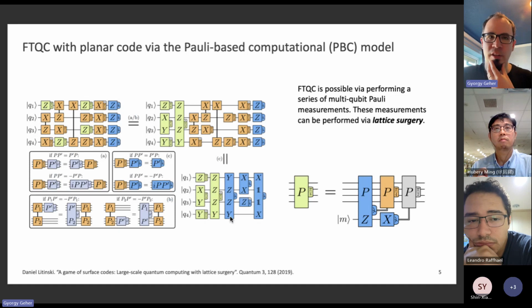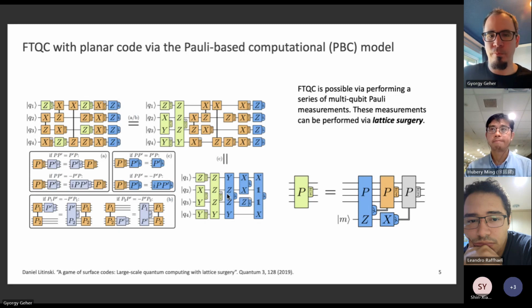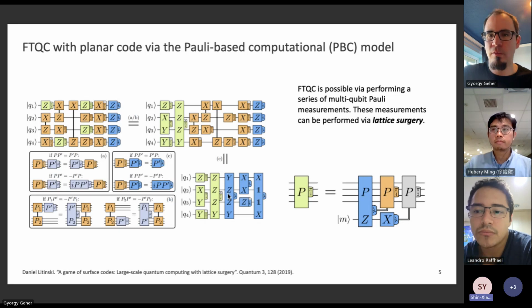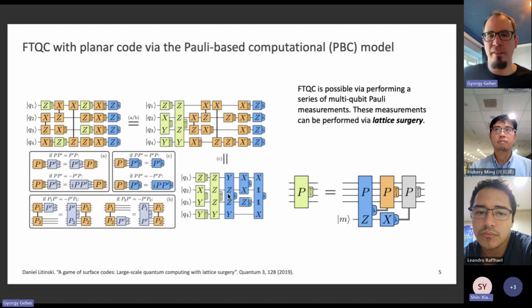So lattice surgery is the method to execute these green and blue boxes in an error corrected fashion. Here this is just maybe some algorithm or operation you want to implement, but the error correction part is done by the lattice surgery. Yeah, exactly. Okay.